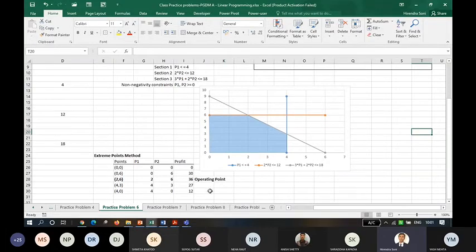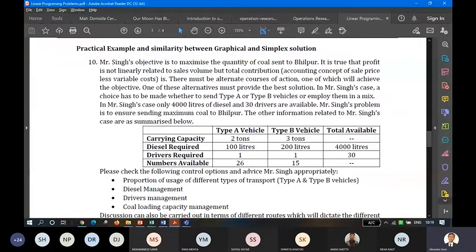With this we are through with it. Mr. Singh's objective is to maximize the quantity of coal sent to Bhelpur. इसमें मेन ये सब थोड़ा सा ज्ञान दिया हुआ है. It is true that profit is not literally related to sales volume but total contribution. ये ज्ञान थोड़ा important ज्ञान है.